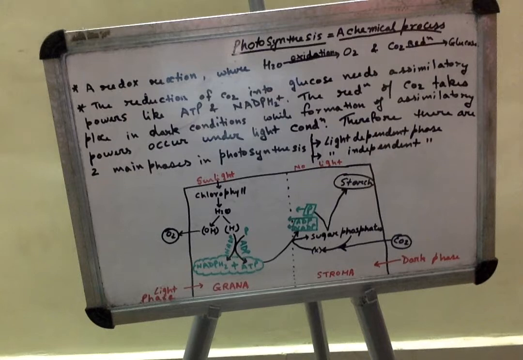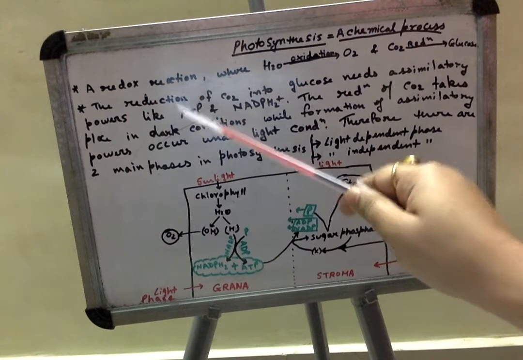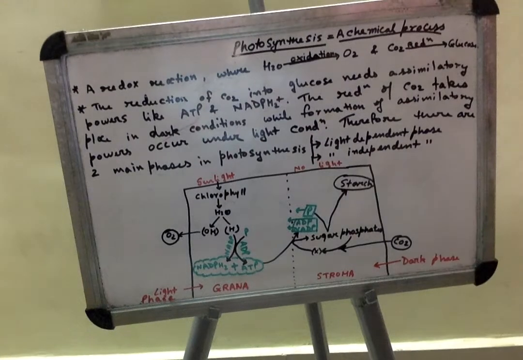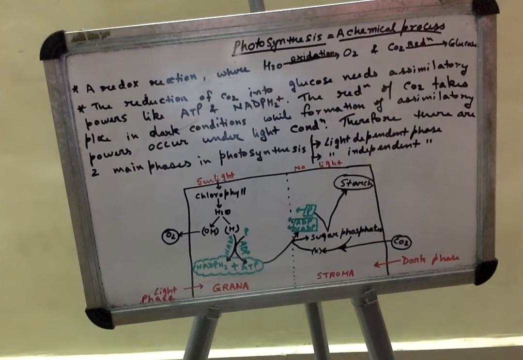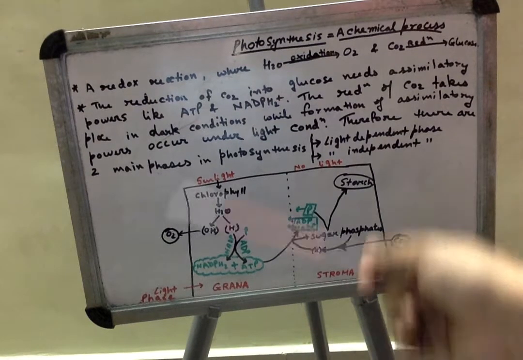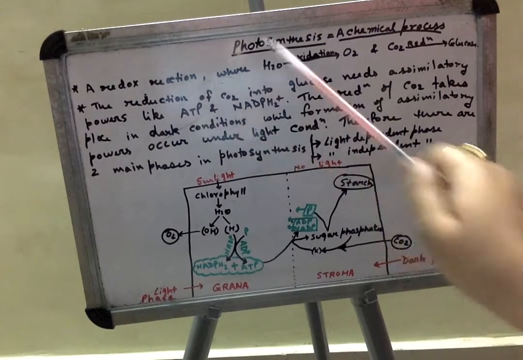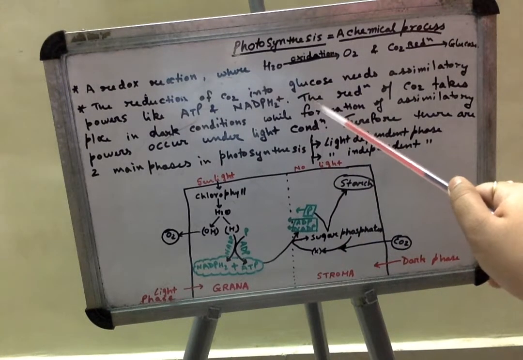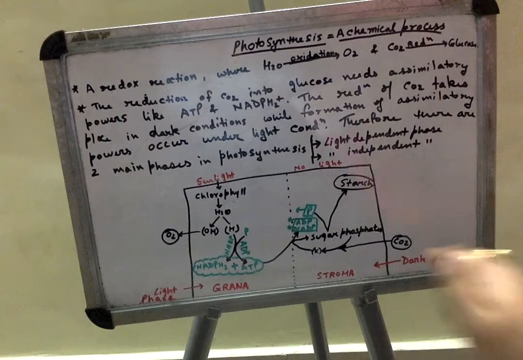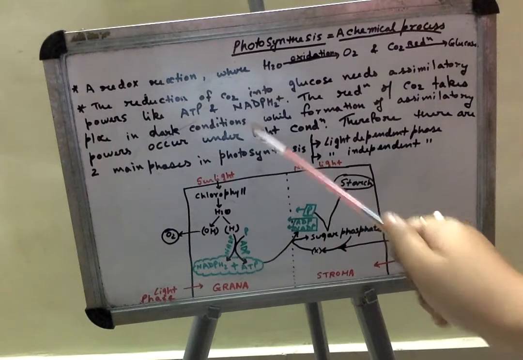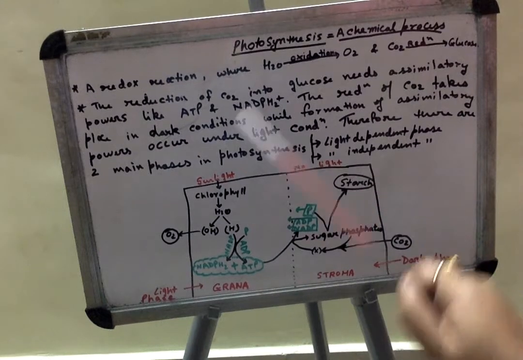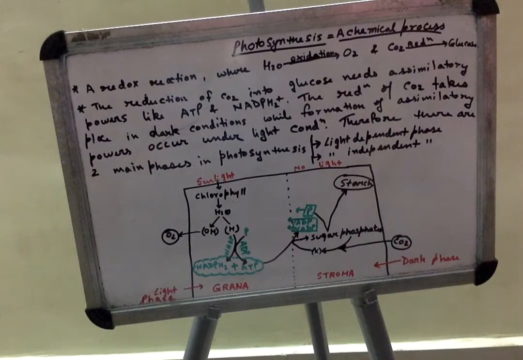I have already defined the meaning of these assimilatory powers, when they are synthesized, why they are synthesized, and why they are needed, so I don't want to waste my time defining this point in detail. The next line is: the reduction of carbon dioxide takes place in dark condition while formation of assimilatory powers occurs under light condition. This particular sentence is very confusing.